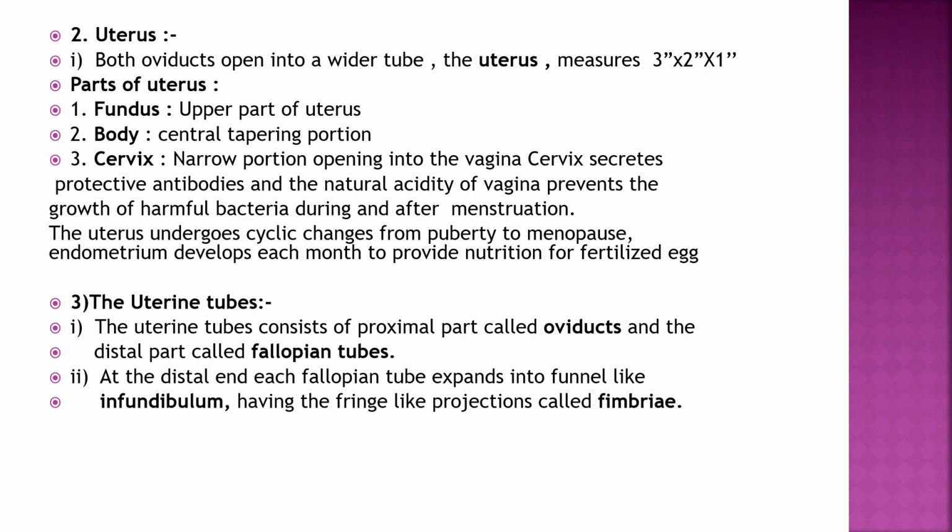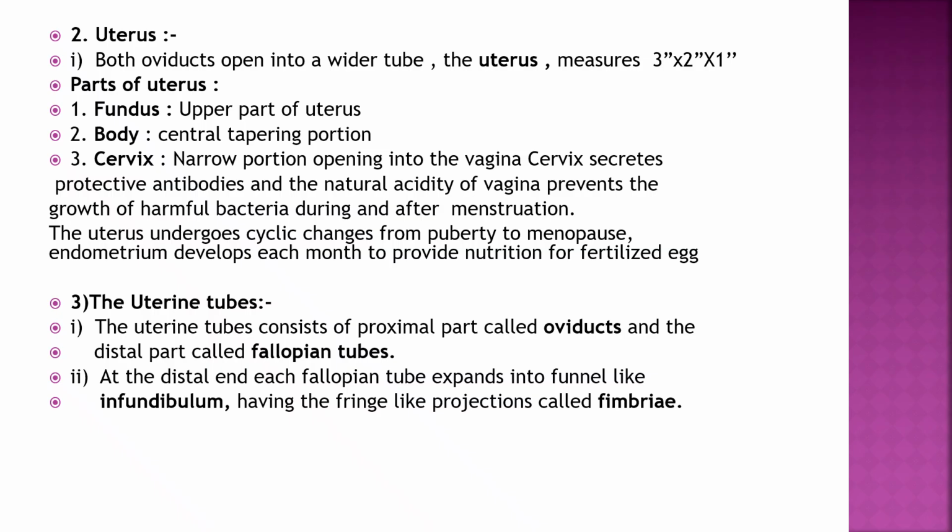The uterus undergoes cyclic changes from puberty to menopause, and this is called as menstrual cycle, and then endometrium develops each month to provide nutrition to fertilize egg.